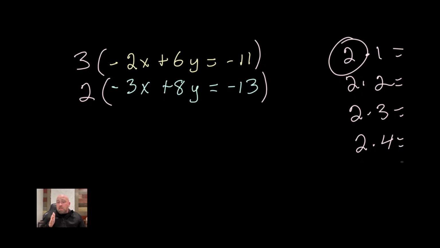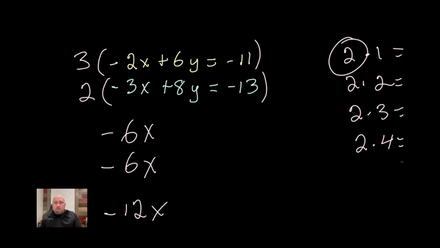You can't just use 2. Look what happens if I just use 2. Well, here I get a negative 6x, and here I also get a negative 6x, right? Because these are both negative. Well, what happens when I add these together is I get a negative 12x. That doesn't work. That's not what we're supposed to do.